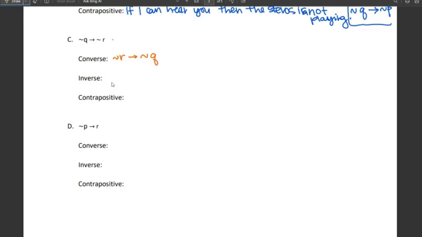The inverse, we negate both sides. So whenever we have a negative and a negative like this, it becomes positive. So they kind of cancel each other out. So we would have positive Q, then positive R. And then the contrapositive, we do both. We switch and negate. So R will come first, and it's going to be a positive R, and then positive Q.